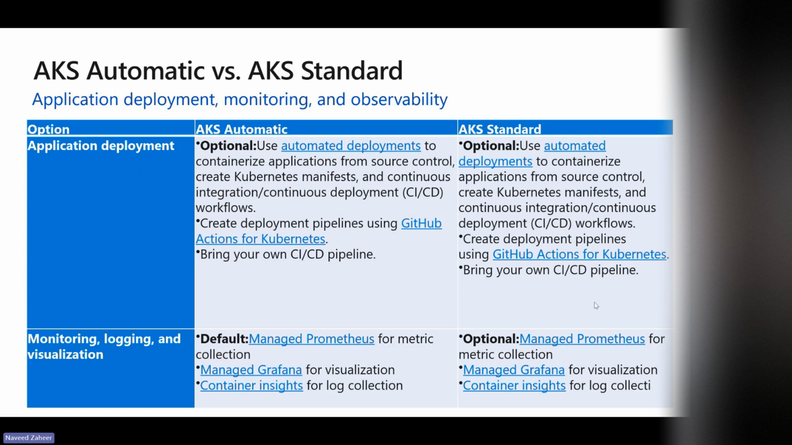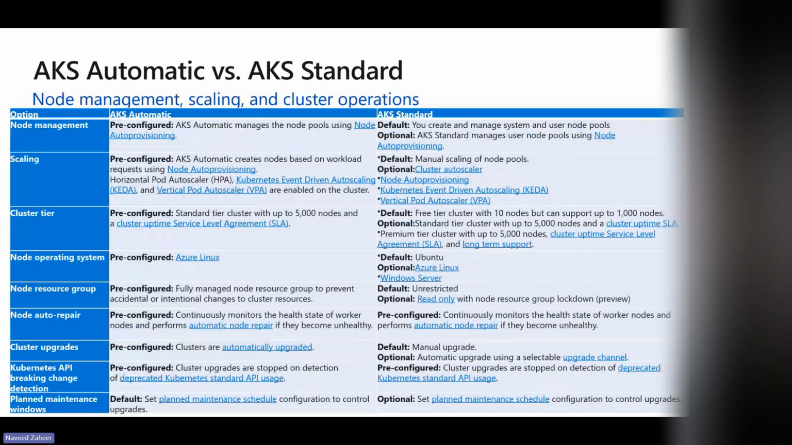Okay, so let's move on to the next slide. And let's talk about node management, scaling, and cluster operation. That's where you will see some clear differences. For example, first of all, in regards to AKS Automatic, node management and node pools are managed through node auto provisioning. This is in public preview.